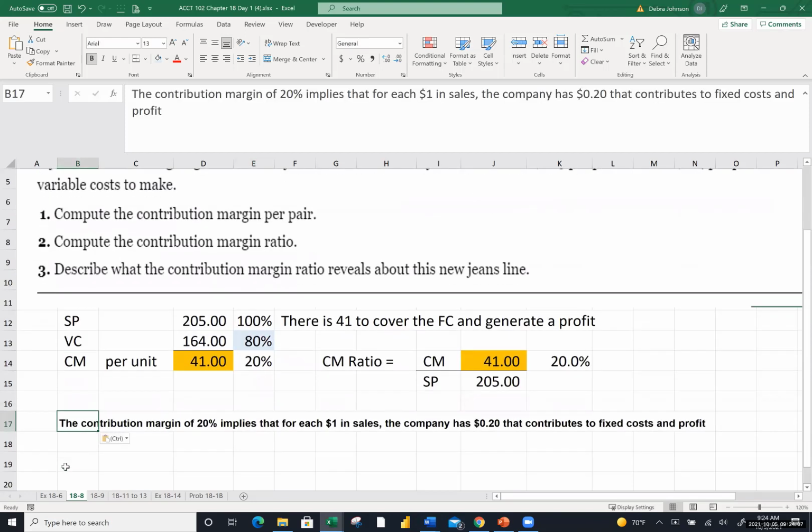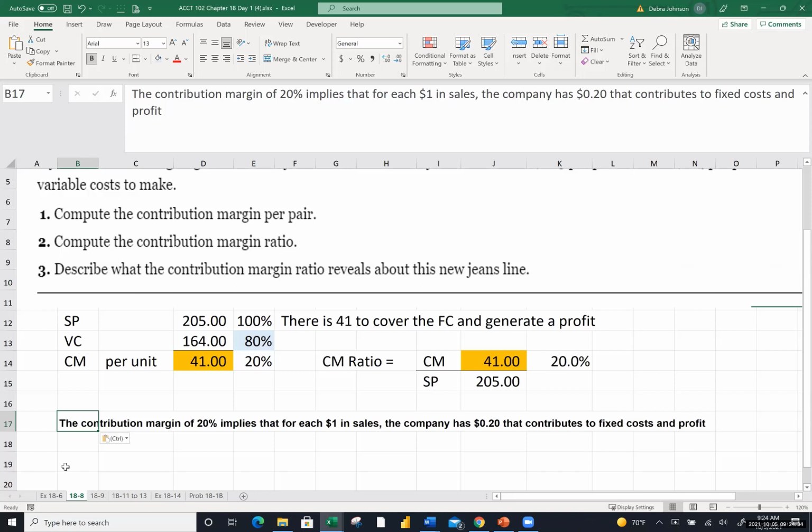The contribution margin of 20% implies that for every dollar in sales, the company has 20 cents that contributes to fixed costs and profit. Once they get their fixed costs covered, 20 cents is going to go right down to the bottom line. We'll see that happen. In our next set of exercises, they're going to ask us a bunch of what if questions.